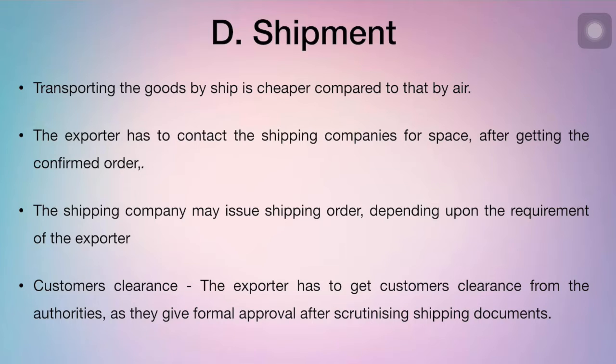So the exporter has to contact the shipping companies to check if they have enough space for their goods to be shipped, after the order is confirmed. Then, after checking the details, the shipping company will issue the shipping order, depending upon the requirement. And then we have the major step in the shipment procedure, customs clearance, right?